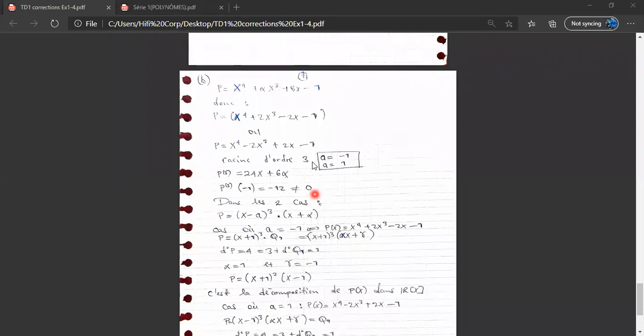On P prime, the third differential of the original equation, we found 24x plus 6 alpha. Then we are replacing x with -1. What were we trying to find? We are proving that -1 and 1 are the racines of P.